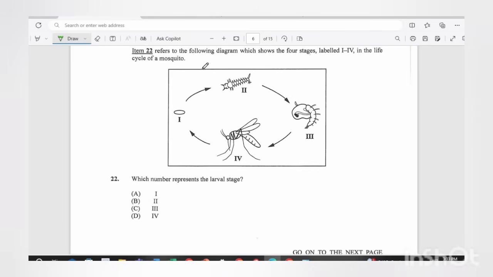Item 22 refers to the following diagram, which shows the 4 stages labeled I to IV in the life cycle of a mosquito. Which number represents the larval stage? Is it I, or IV? The answer there is B. I would be the egg, II is the larvae, III is the pupa, and IV is the adult.